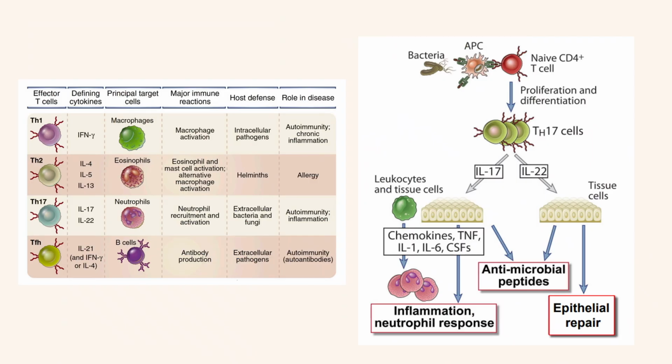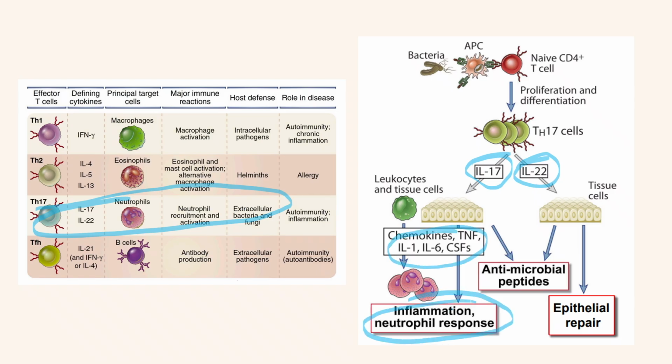The third subset is going to be Th17 cells, which produce interleukin 17 and 22. Interleukin 17 is going to stimulate the release of chemokines and inflammatory cytokines that are going to recruit neutrophils and monocytes to sites of infection. IL-22 is going to promote the production of antimicrobial peptides and helps maintain the overall integrity of the epithelial barrier and tissue repair. These are responsible for protection against extracellular bacteria and fungi.